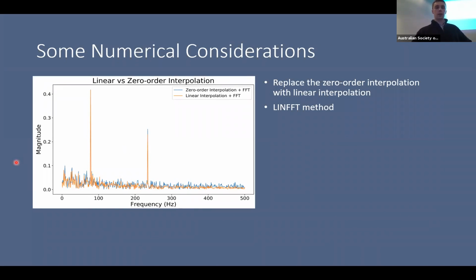We also took it one step further, and instead of doing a zero order interpolation, we did a linear interpolation, which again, we get the same effects, but I think the linear FFT does have a slightly reduced noise level compared to the peaks, so a slightly higher signal to noise ratio. And we refer to this method as the lin FFT method.